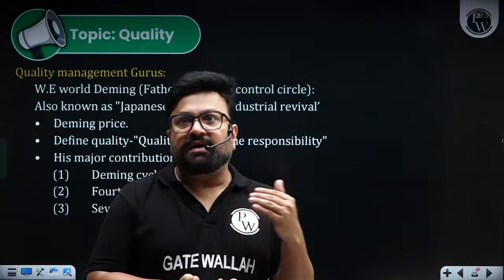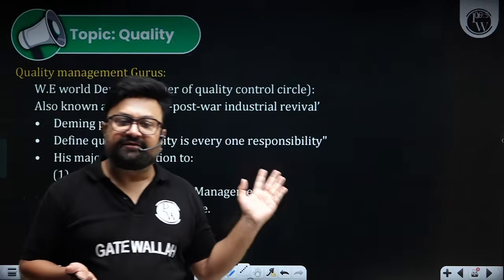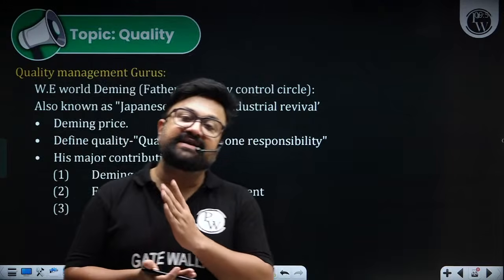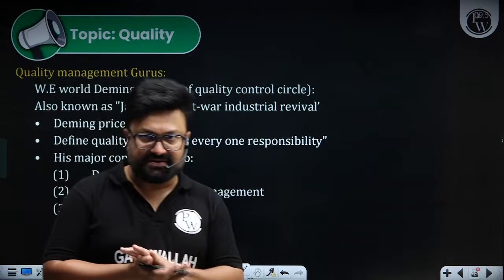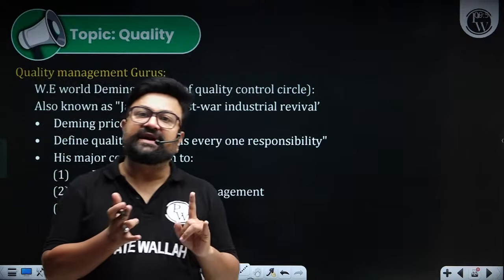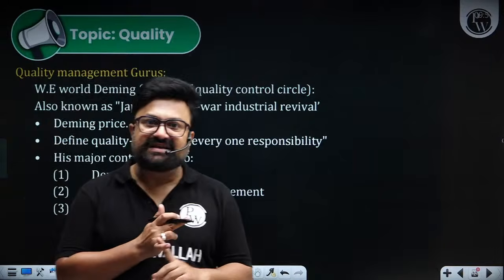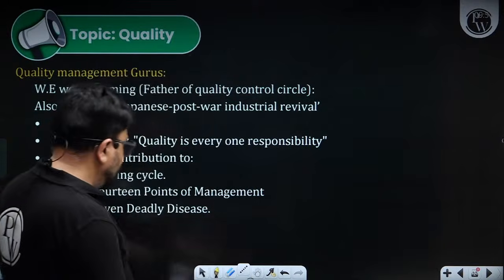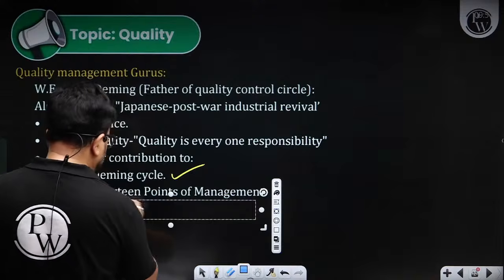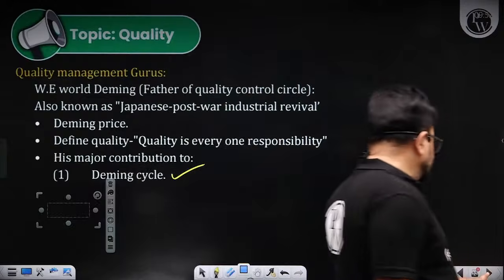There is a prize, the Deming Prize. He defined quality: quality is everyone's responsibility, not a single person's. His major contributions are the Deming cycle, which I'm going to tell you, the 14 points of management, and the 7 deadly diseases. You must remember only the Deming cycle; the rest is not useful. This is sufficient.